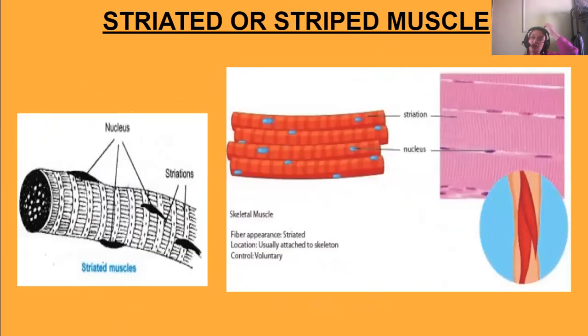See, the muscles look like this. The nuclei are present in the muscles. See, these have small striations, that is, light and dark bands. These are the light bands, and these are the dark bands. The light bands are present inside the muscles, and that's why they are known as striated muscles. These are usually attached to the skeleton.